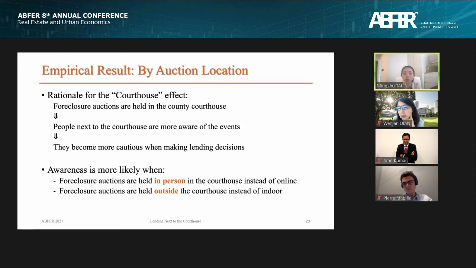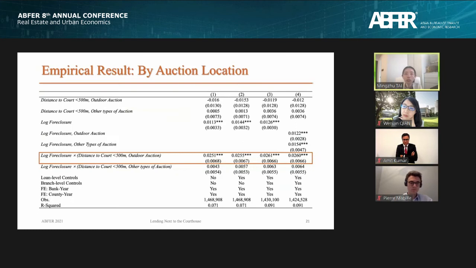You may still be able to observe people walking in or out, but you cannot observe the whole procedure. Based on this idea, we further try to separate the different types of auctions, and we find that our results are mainly driven in those counties that hold outdoor auctions, which is exactly consistent with the story that we're trying to tell. And furthermore, we also consider how borrower risk affects this decision.